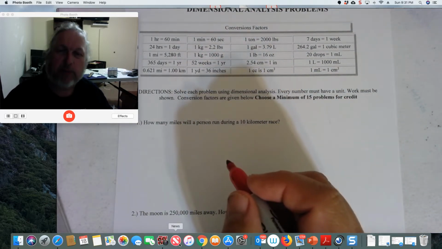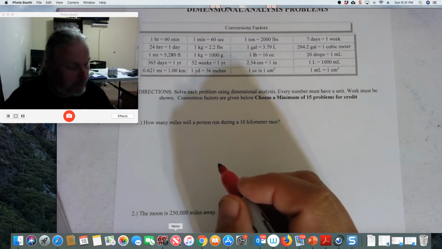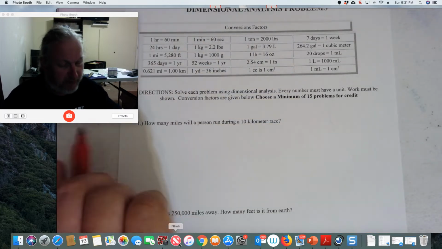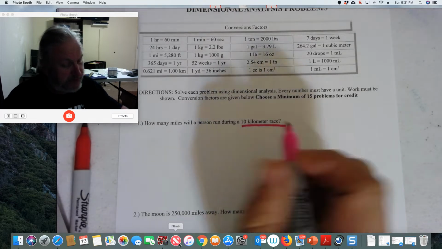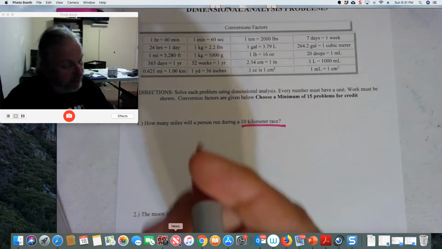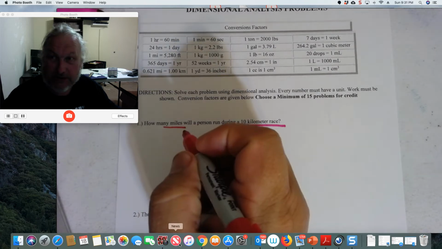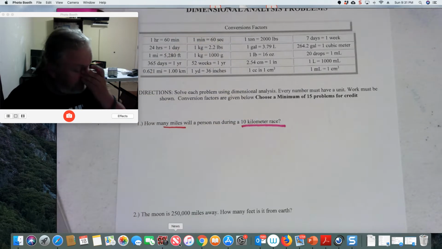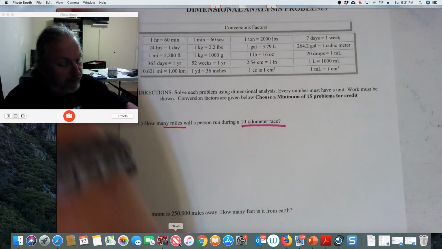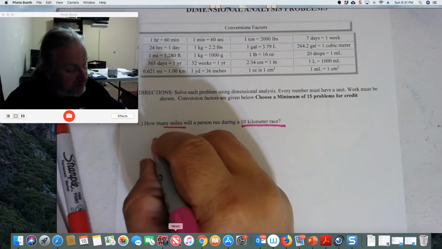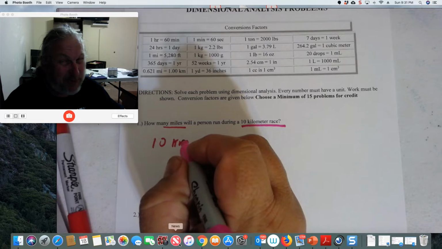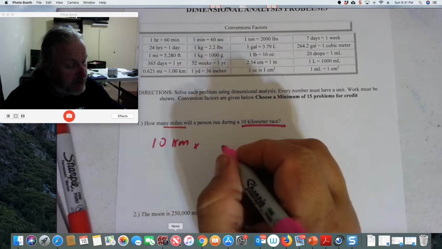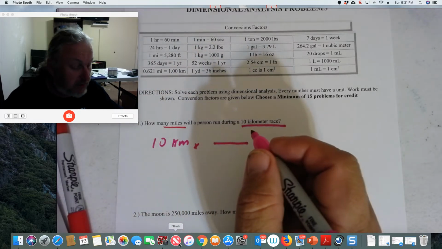How many miles would a person run during a 10-kilometer race? So let's see what I've got here, right? My known is 10 kilometers, all right? And then they want to know how many miles it is. So let's write down our first known. 10 kilometers, 10 km. It's extremely important to always use the unit more so than the number.